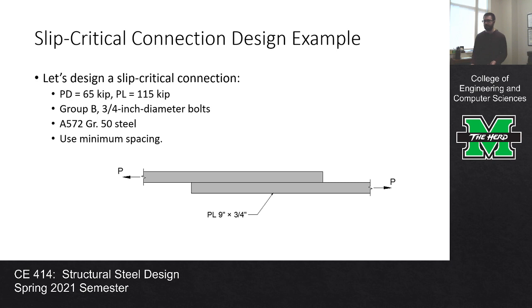Wait, what was that? The left page of table 7-3 is for group A bolts, and the right page is for group B, right? So this right here is for group A, and this is for group B. Did that answer your question?